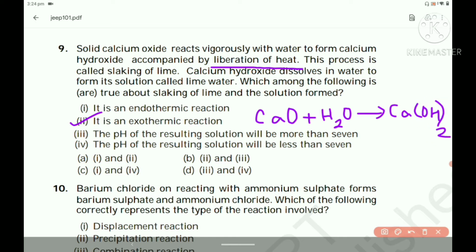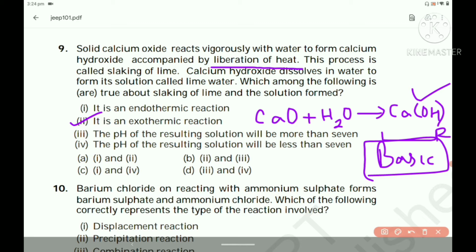Got it? Okay. So now calcium hydroxide, if you remember, is it an acidic or a basic hydroxide? Basic. It's actually basic. Hydroxide, so basic. If you know, pH ranges from 1 to 14. More than 7 is basic, less than 7 is acidic. So as it is a basic one, the pH will be more than 7. If it is acidic, then it will be less than 7. So 2 and 3 are correct.